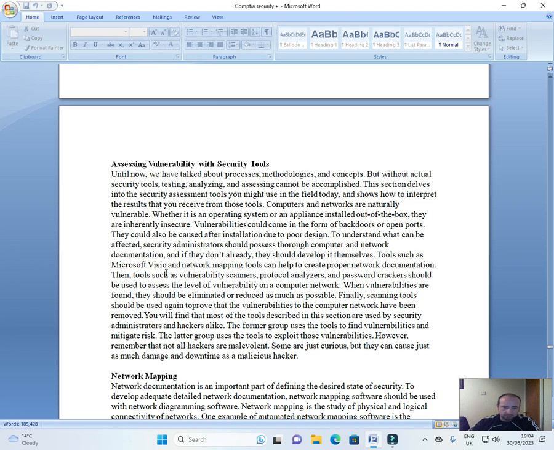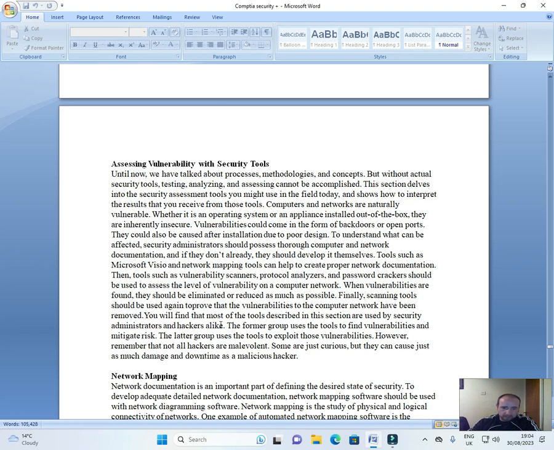Tools such as Microsoft Visio and network mapping tools can help to create proper network documentation. Then tools such as vulnerability scanners, protocol analyzers and password crackers should be used to assess the level of vulnerability on a computer network. When vulnerabilities are found, they should be eliminated or reduced as much as possible. Finally, scanning tools should be used again to prove that the vulnerabilities to the computer network have been removed.